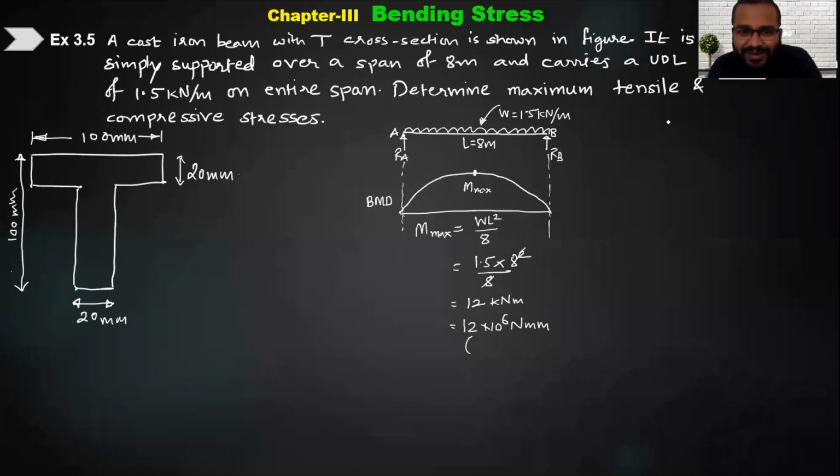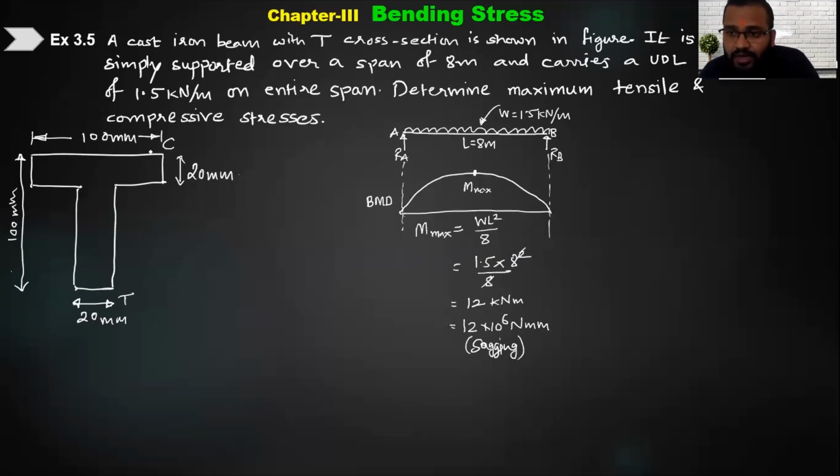Okay, so let us now understand that the sagging bending moment is positive. So I'm calling this a sagging bending moment. Now when we know that the bending moment is sagging, the upper fibers of the beam will be in compression and the lower fibers of the beam will be in tension. That means there will be some tensile stress at the lower fibers and compressive stress at the upper fibers of this cross section. But the cross section now is a T section.